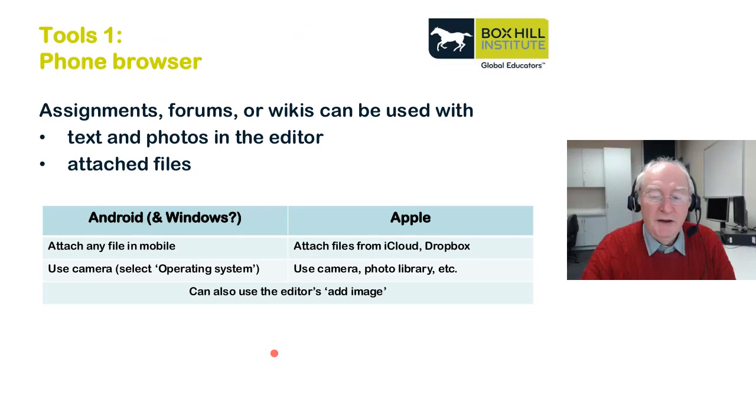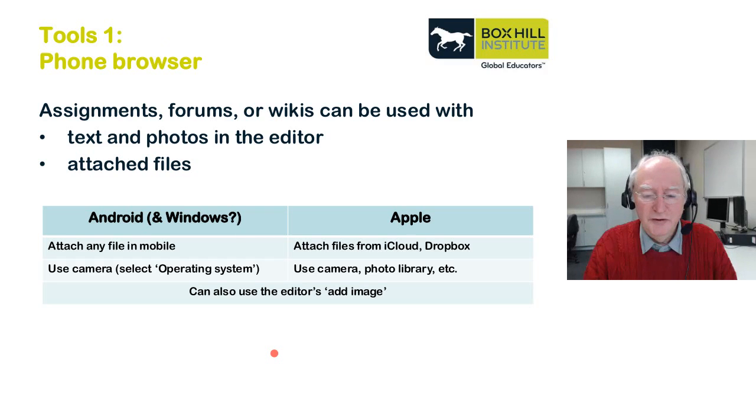All right, so first of all, if you're just using the phone without any extra tools, as long as it's a smartphone, it's got a browser, then you can use Moodle assignments or forums or wikis, and you can, of course, type in text into a text box type assignment or forum or wiki. But you can also use the Atto editor and click on the Add Image button, and students can do this.